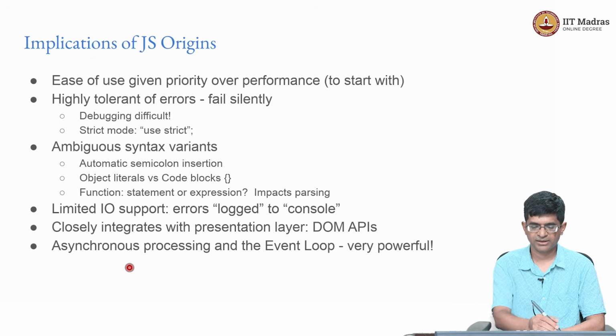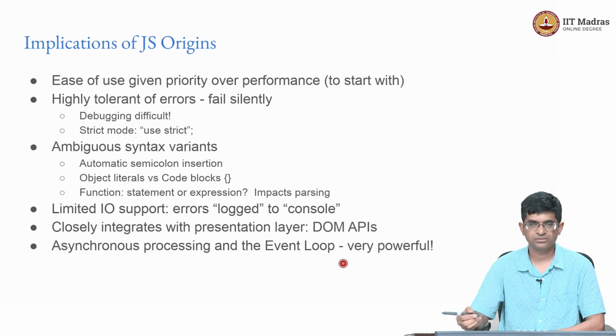And apart from that, there is this concept of asynchronous processing and the event loop that we will be looking at in a little bit more detail later, right? Asynchronous processing is one of the things that really makes JavaScript powerful and ultimately also led to its use in the backend, right? Because it allows some very neat ways of expressing programs that can be used in different ways.